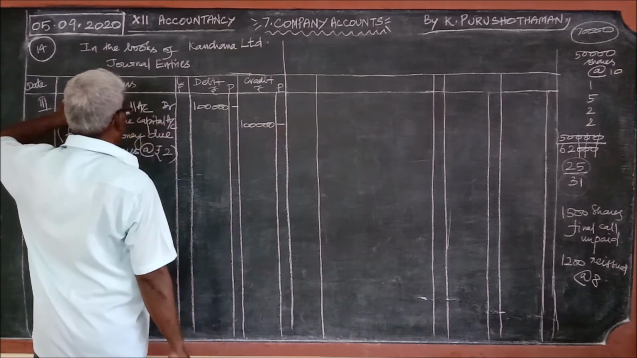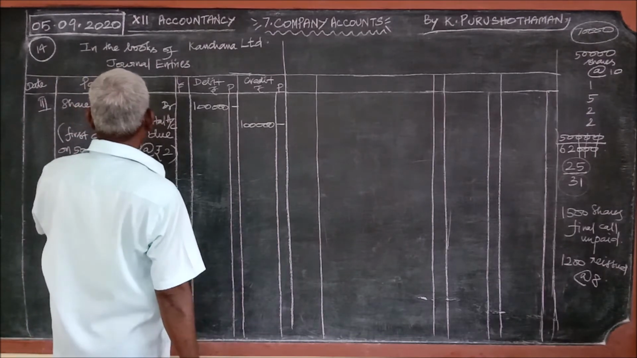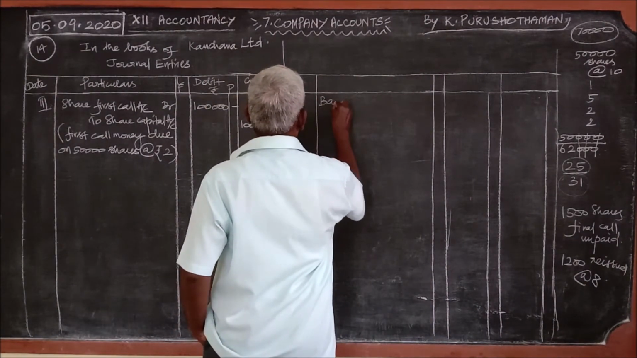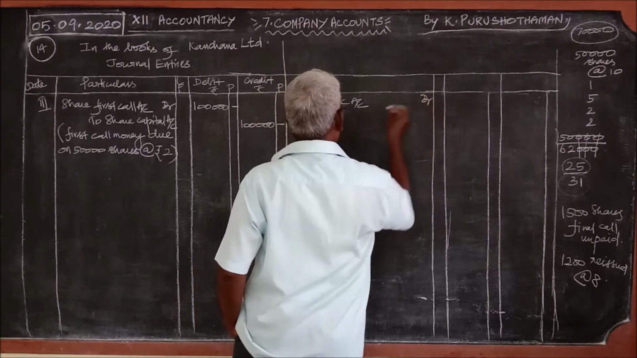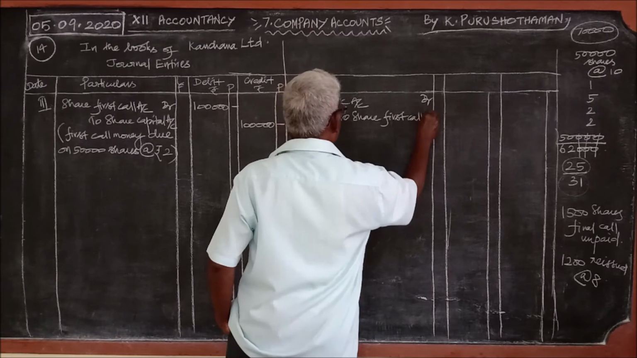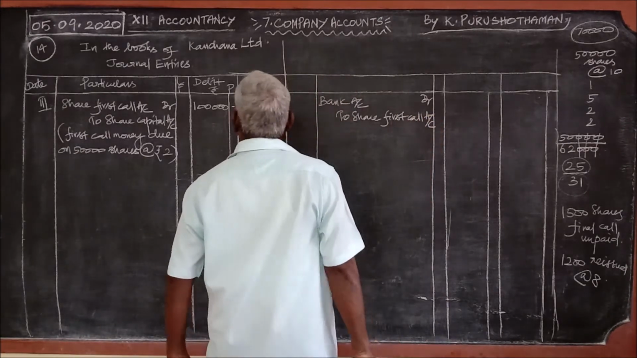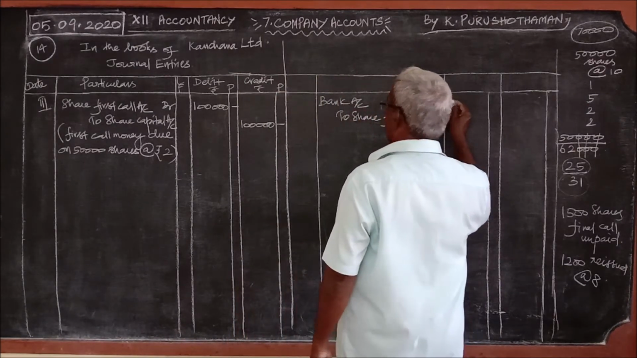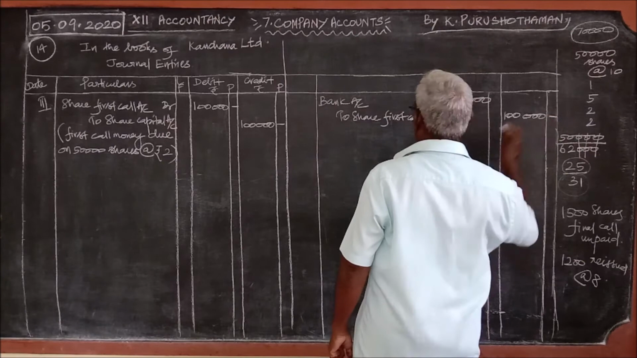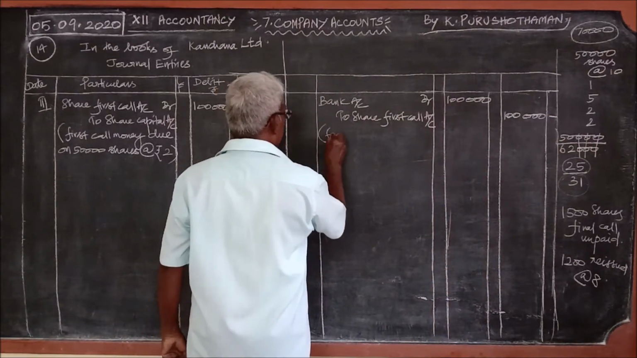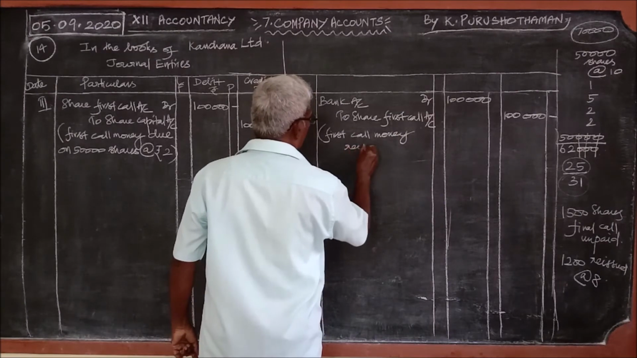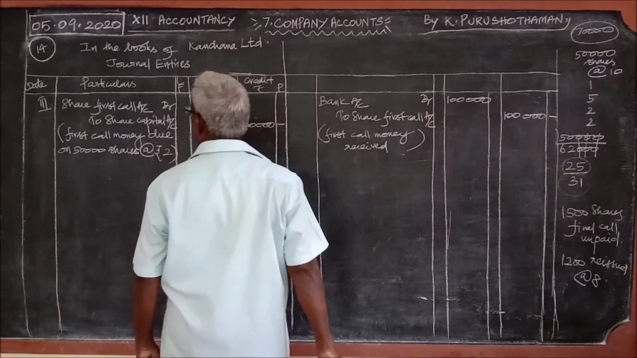Now the letter has been sent to the shareholders reminding them to pay the first call money. So the first call money is due. After seeing the letter, the shareholders paid the money. So bank account debtor to share first call account. Because the first call money is fully received, we can write 1 lakh, that is first call money received. The third stage is over.